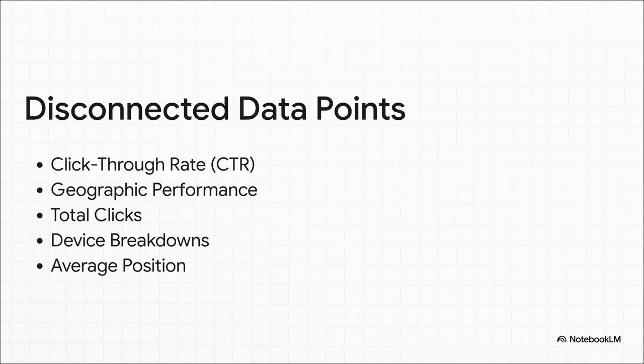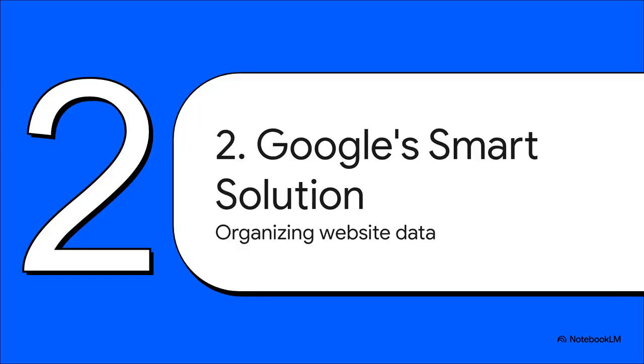And you know why it's so tough? It's because we're juggling all these disconnected data points. You've got click-through rate over here, average position over there, and then device breakdown somewhere else entirely. Analysts spend hours, literally hours, pulling this all together by hand, which makes spotting the real trends incredibly difficult. But what if there was a better way?